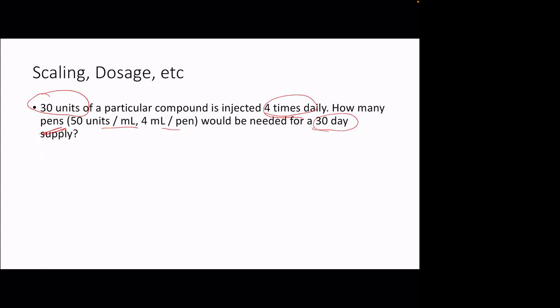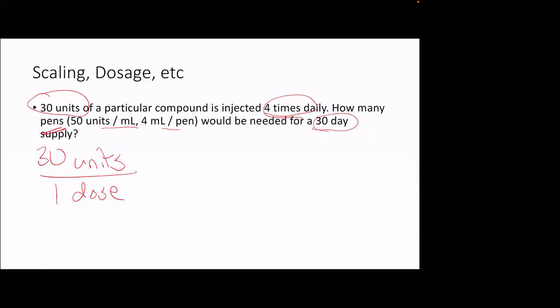That's where I would go next. So we have 30 units injected 4 times daily for 30 days. We can think of 30 units as 1 dose, and there are 4 doses every day. This is good because now our doses cancel out, and we've got 30 days.